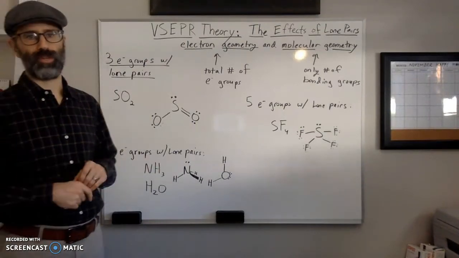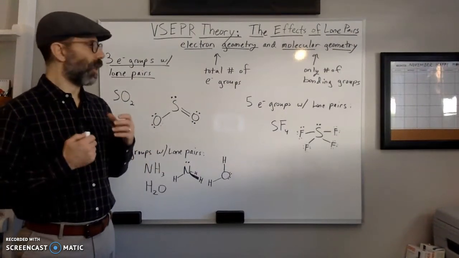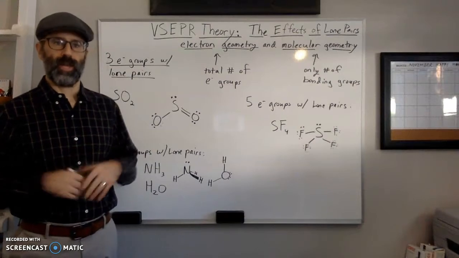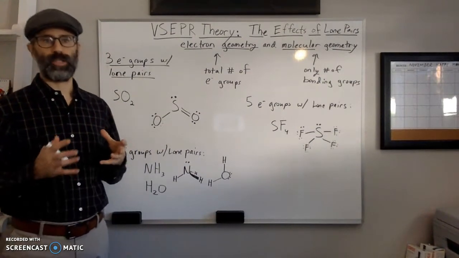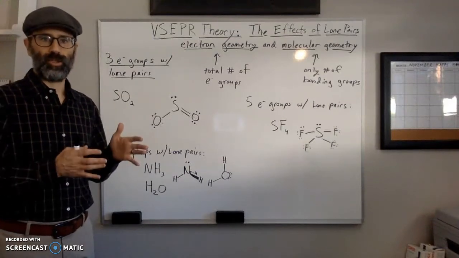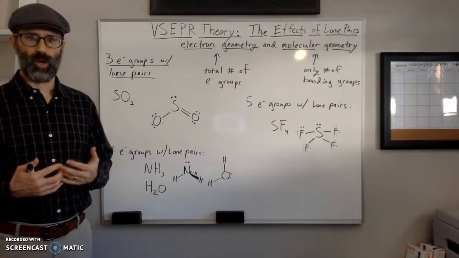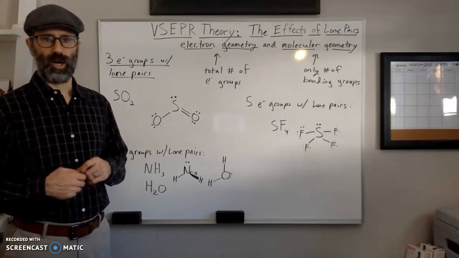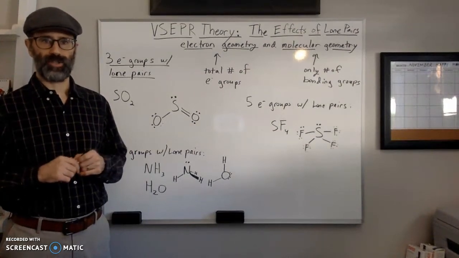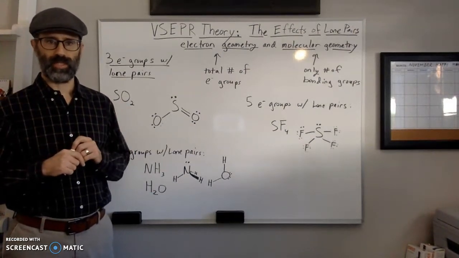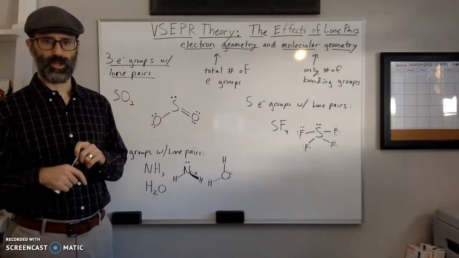So, molecular geometry versus electron group geometry, or electron geometry. Whenever you have lone pairs, this is going to make a distinction between the two. If there are no lone pairs on your central atom, then the molecular geometry and the electron geometry are identical to each other, so there's no distinction between the two. But as soon as you throw lone pairs onto your central atom, the two are going to be distinct. Your electron geometry will be different from your molecular geometry.